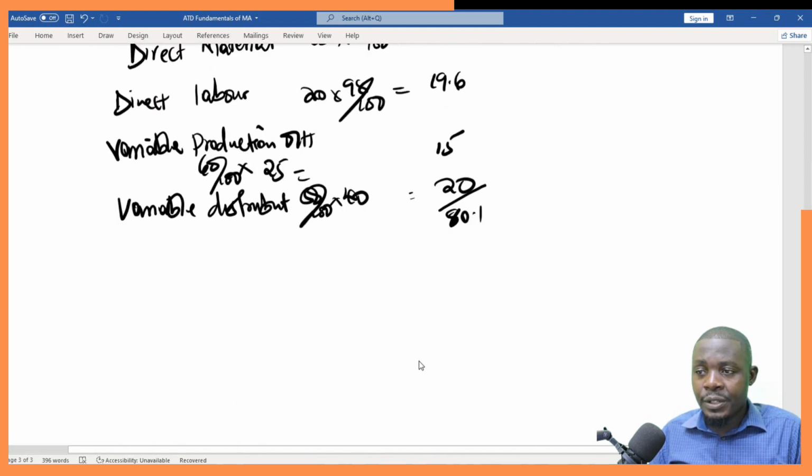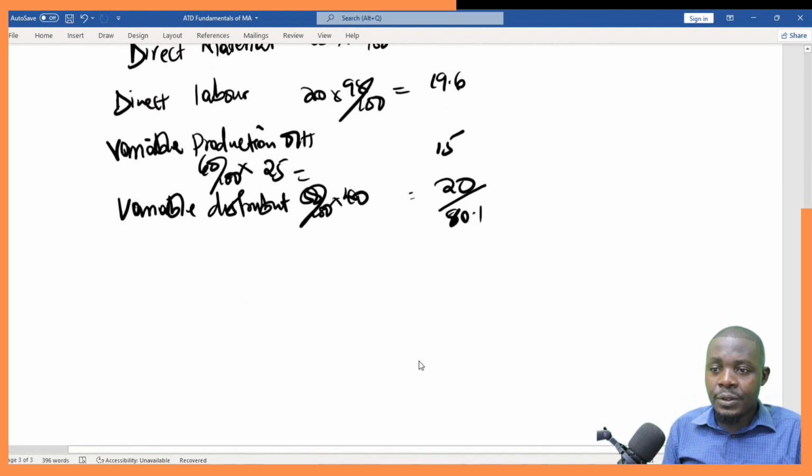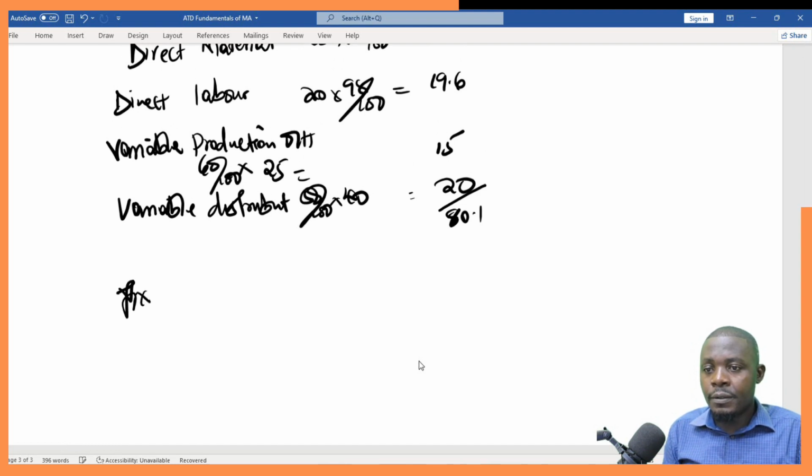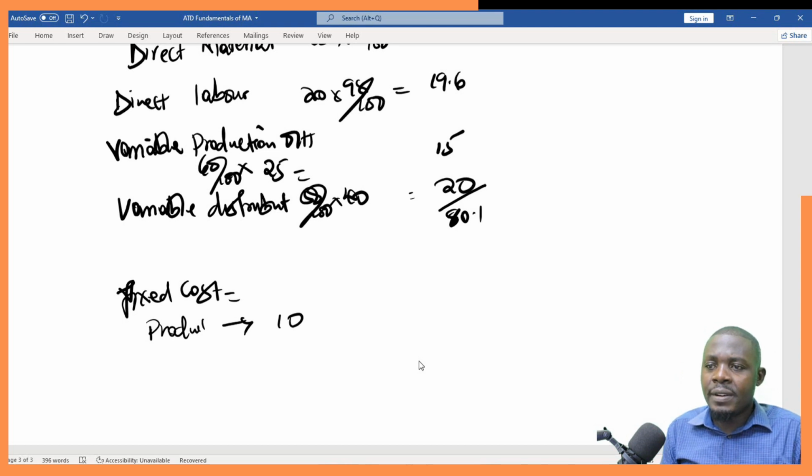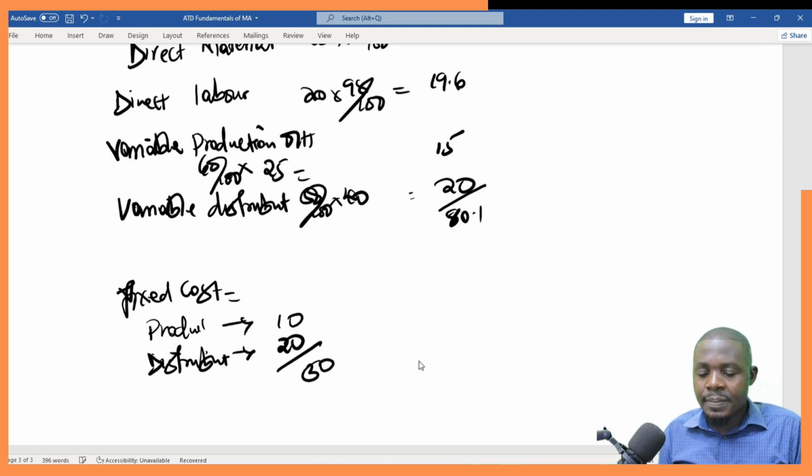Then fixed cost, we are going to get it from the other side. Remember we had a fixed production: 60% gave us 15. Now the balance, which is 25 minus 15, the fixed production cost is 10. And then the other side, it was 50-50, that is distribution, which is equal to 20. That gives us 30 shillings per unit.